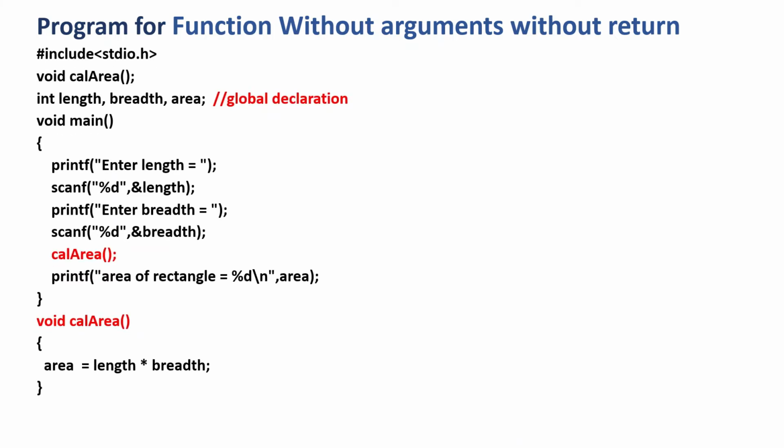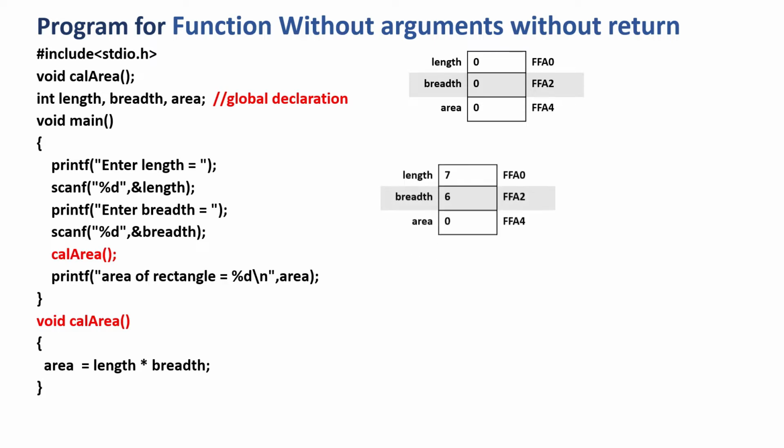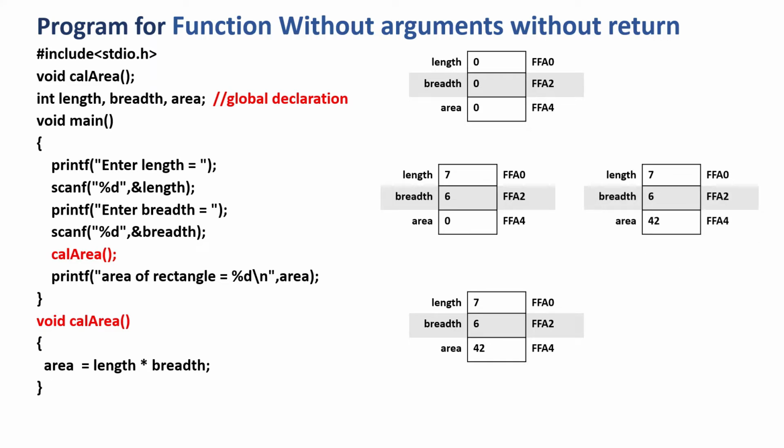Here I have declared length, breadth and area globally. So the values for length, breadth and area by default are 0. And in calc area, area is assigned length star breadth. Here I have read the length as 7 and breadth as 6, but I didn't read area, so it remains 0. So area is assigned length star breadth, the result 42 is stored in area, and it moves back to the main function.